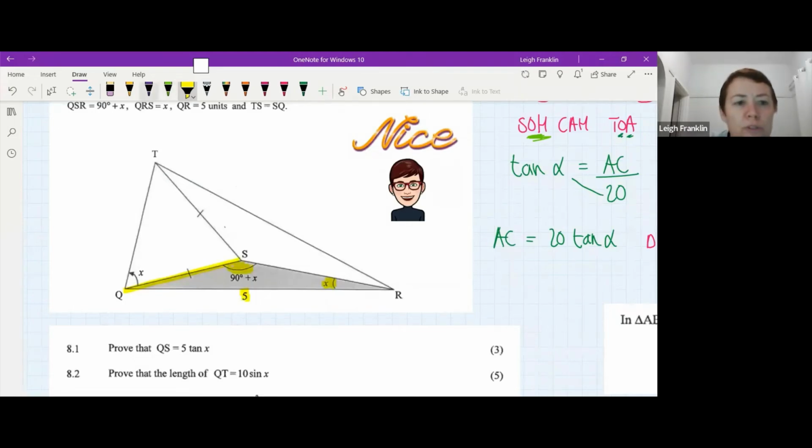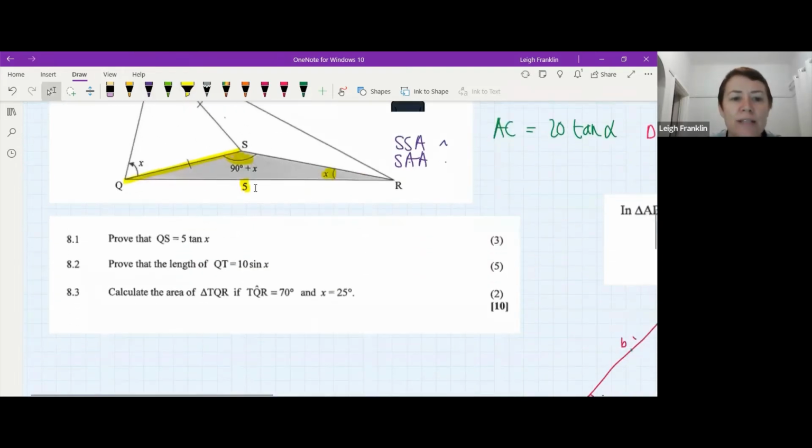So you will use the sine rule in a side-side-angle situation or in a side-angle-angle situation. If you've got two sides and an angle, you're going to be calculating another angle. And if you've got two angles and a side, you're going to be calculating another side, which is what QS is.